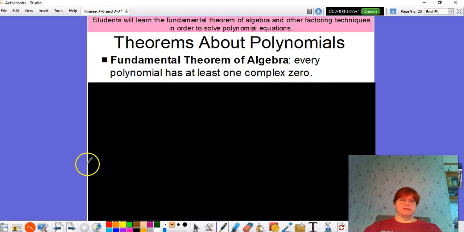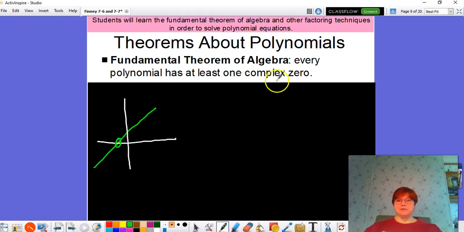So for instance, if we have the graph of a line, okay, so if we drew our x and y axis on here, can't really do that in black, so here's my y-axis, here's my x-axis, you can see that indeed we do have a solution right here, right? And even though it's a real solution, because the real numbers are part of the complex numbers, that's also a complex solution.